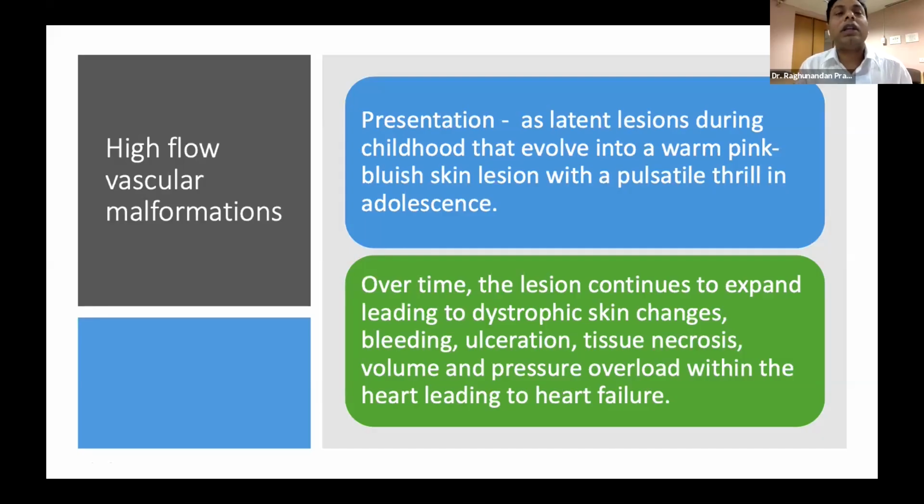Just talking about the clinical presentation of the high flow vascular malformation. During childhood, these lesions are generally latent, quiescent, and are just noticed as a bluish skin discoloration. Later on, this bluish skin lesion may become pulsatile, but as the child grows, there may be dystrophic skin changes, bleeding, ulceration, tissue necrosis, volume overload, and also it may lead to CHF.